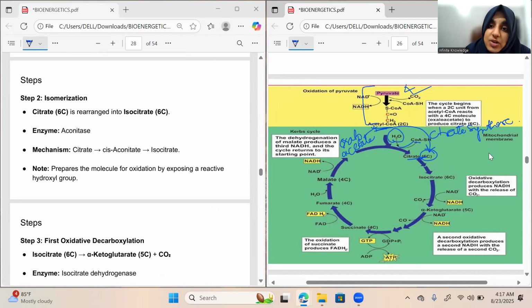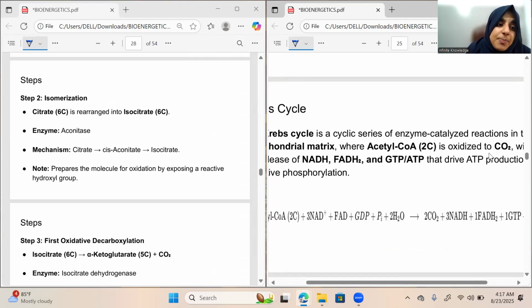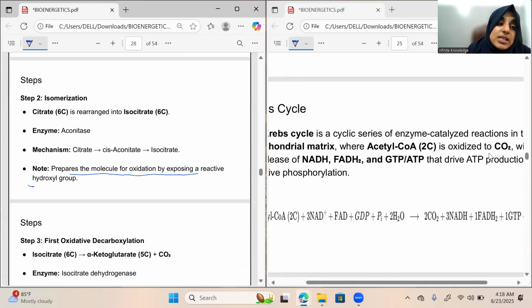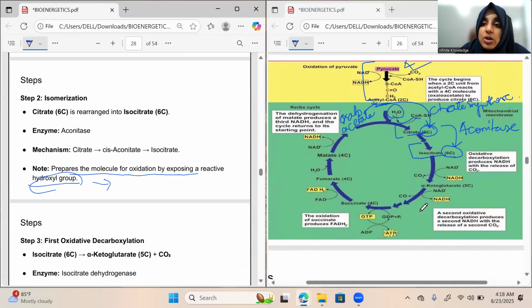What happens is that this citrate converts into isocitrate, okay? When the position of the bonds move, isomers are produced. Why? Because they have the same chemical formula, but they have got different structural formula, right? So citrate produces isocitrate, which is a 6 carbon compound, and the enzyme used over here is aconitase, okay? This prepares the molecule for oxidation by exposing a reactive hydroxyl group. So the position of the hydroxyl group changes in such a way that it becomes reactive. Okay. So when it would react, it would produce more reactions.